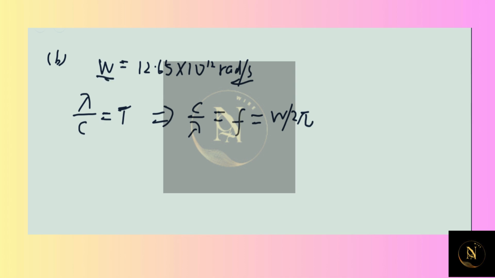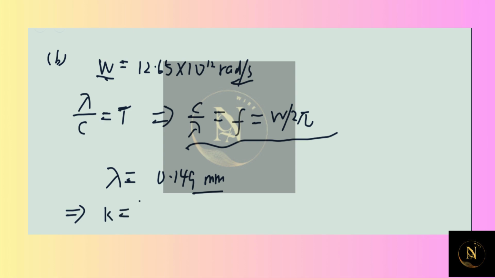So we can determine lambda by using this relation, and you can get the value of lambda by solving this equation. Lambda equals 0.149 millimeter. And at the same time, you can also get the wave number k. So k is 2 pi over lambda, and this gives you 4.22 times 10 to the fourth meters inverse.